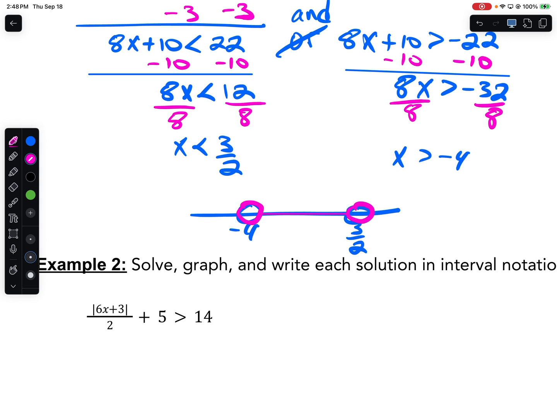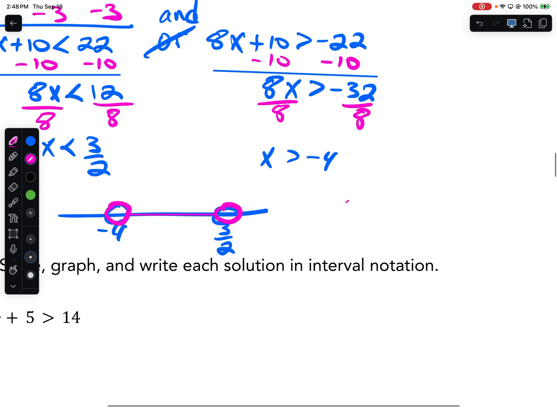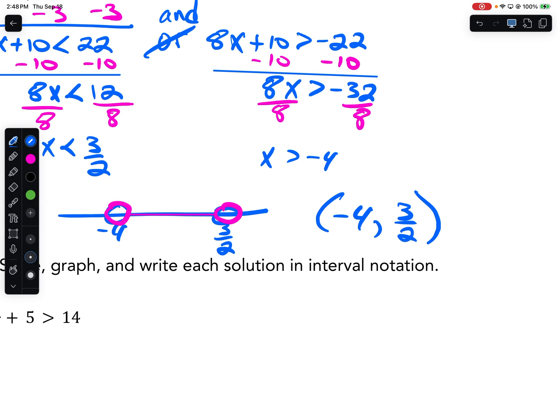Did you write interval notation too? Because I forgot too. I was trying to hit the brackets again. What's 3 divided by 8? 3 halves. What's 32 divided by 8? Negative 4. I'm so smart.